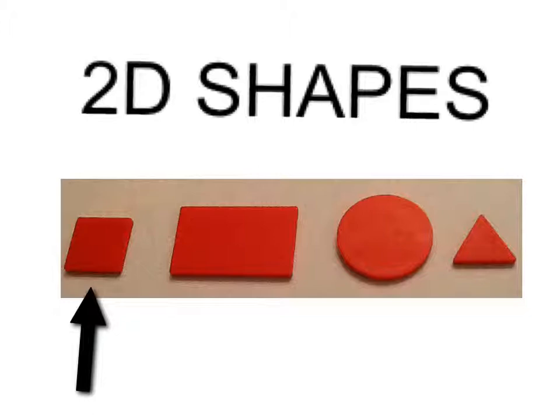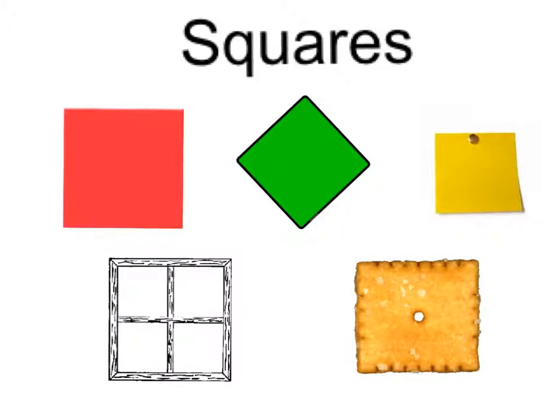Alright, if you said a square, great job. We know that the rules of a square is that it has 4 sides, like this. They're all the same length, and then they meet at 4 corners or vertices. So let's look at some other squares. Alright, thumbs up if you agree that all of these are squares.